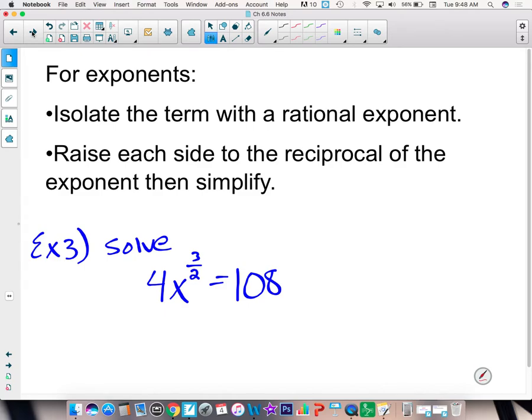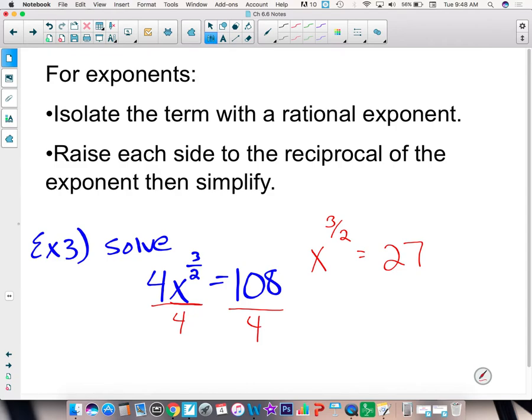Okay, going forward here. Isolate the term with the exponent. That is this x here. Okay, we got to get that by itself. Well, that means we have to get rid of that 4. So divide both sides by 4. Okay, so then now we have that x to the 3/2 isolated. Okay, 108 divided by 4 gives you a 27.